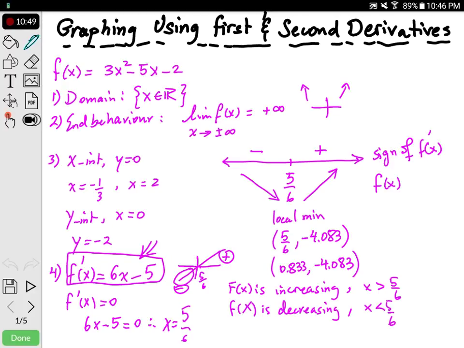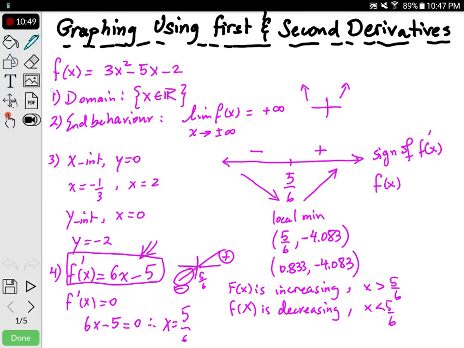To connect graphing with first and second derivatives. The first example we will take is f of x equals 3x squared minus 5x minus 2. Yes, it is a quadratic function, and I'm sure you all could sketch that easily without the need of calculus. But we're going to use calculus to show that your expectations of this quadratic function are met, and we're going to provide the calculus evidence to support that.